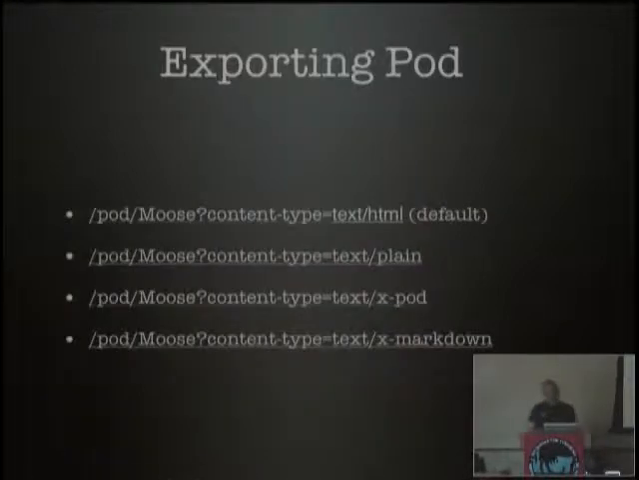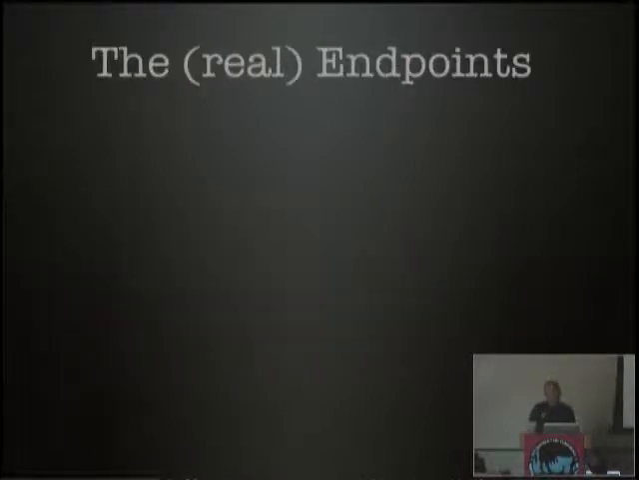Now, one of the neat things about pod, and pod works nicely into applications that you're using, is that we can save you the effort of having to do something with the pod or having to render it in a different format. If you pass a content type parameter or a content type header, you can get your pod in HTML, which is the default, or plain text, or actually just extract the pod itself out of a module, or you can get it in Markdown. And we're open to adding other formats as well, but these are the easy ones to get started with.